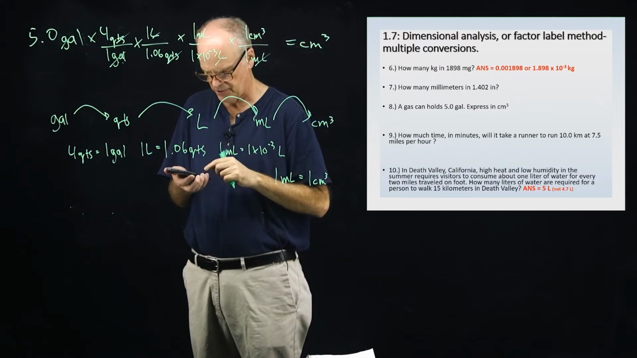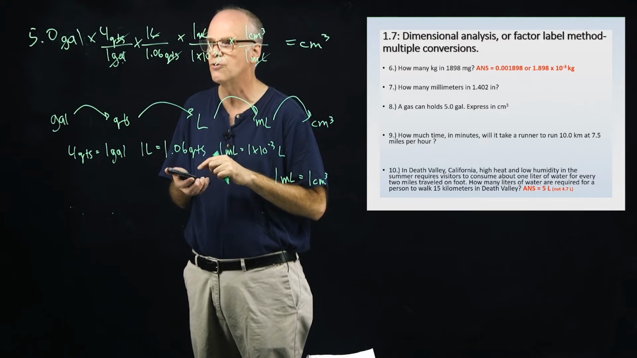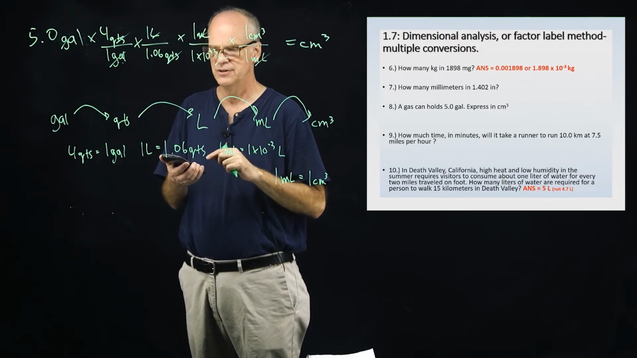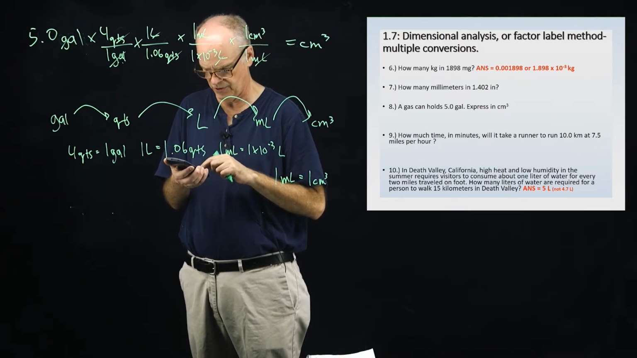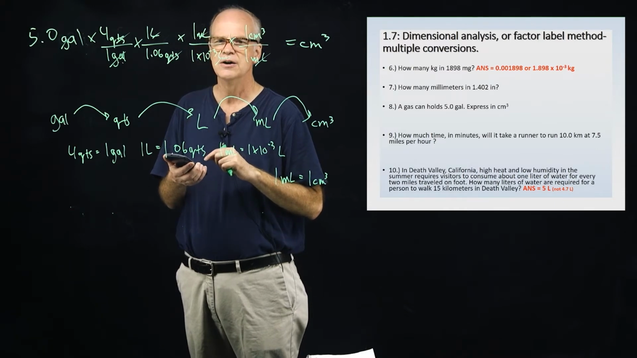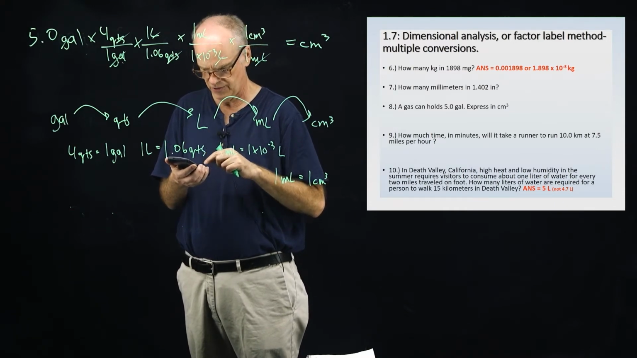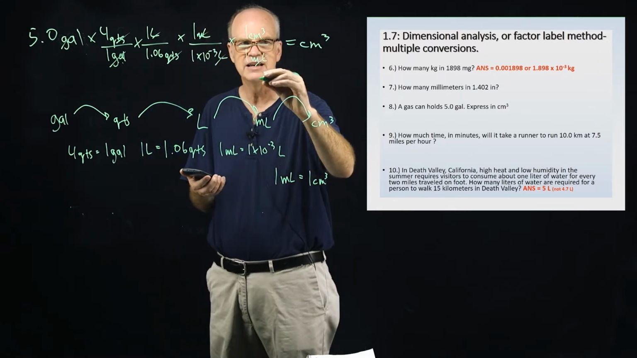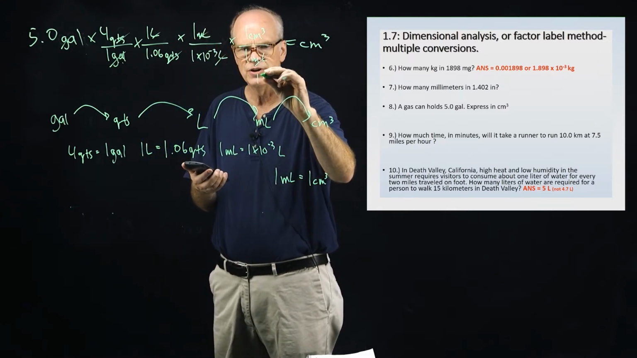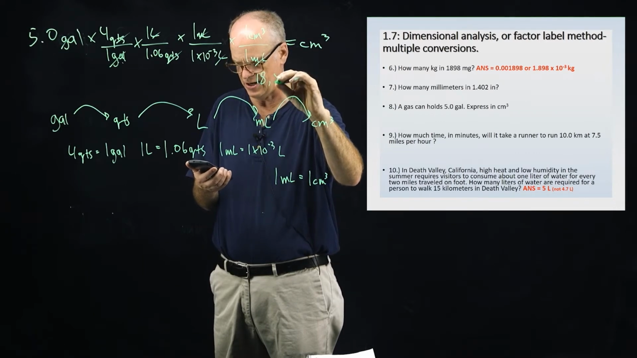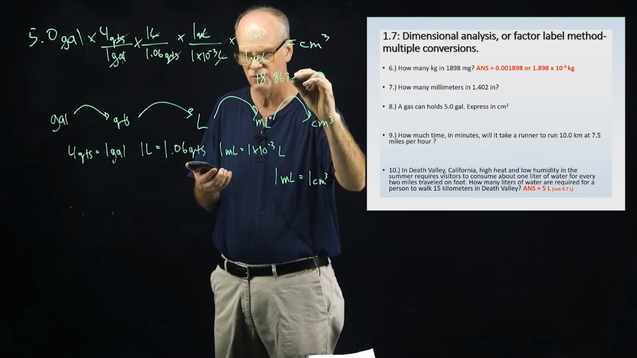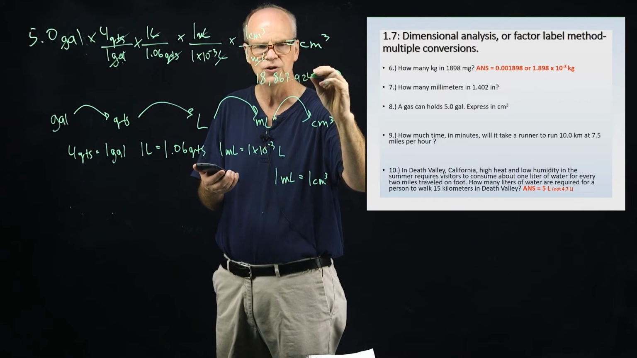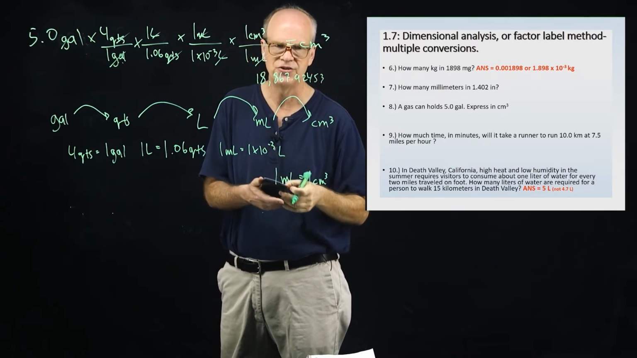So I'm going to multiply 5 times 4 divided by 1.06 divided by 1 times 10 to the negative 3. Let's see what we get. Okay, so the number I get is 18,867.92453. So obviously that's too many significant figures.